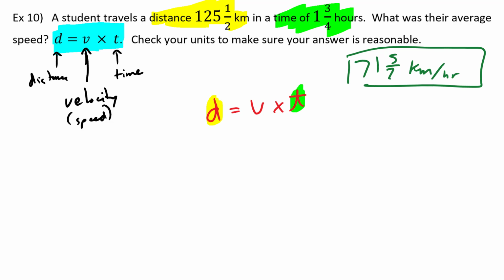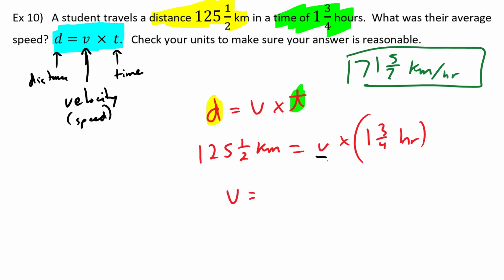And you would have substituted them in. So 125.5 kilometers is equal to velocity times 1 3/4 hours. Remember, we're keeping our units in there. Then you would have rearranged it. V equals, we have V right here. I want it on its own. I'm multiplying by 1 3/4 hours. How do I get rid of that? I divide by 1 3/4 hours, as long as I do it to both sides of the equation.